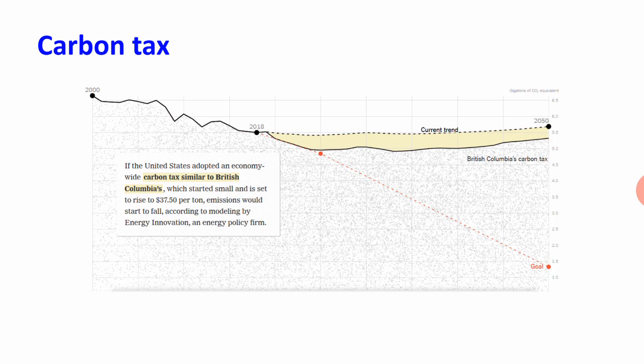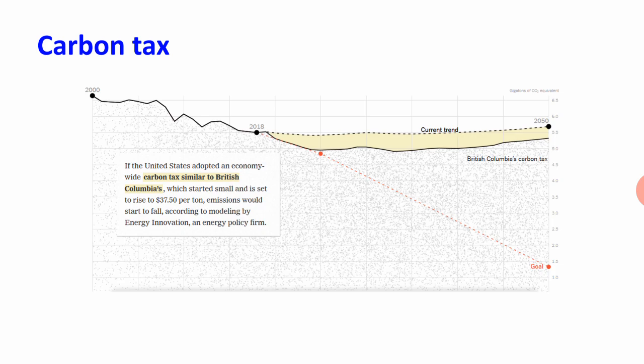If the United States adopts an economy-wide carbon tax similar to British Columbia's, which started small and is to be raised to 37.5 per ton, the emissions would start to fall according to modeling by Energy Innovation and the Energy Policy. There we can see, if they implement it like British Columbia in the USA also, there is going to be a sudden fall of the carbon emissions. That's the gray area we can see here. The carbon tax is going to be reducing the carbon emissions.